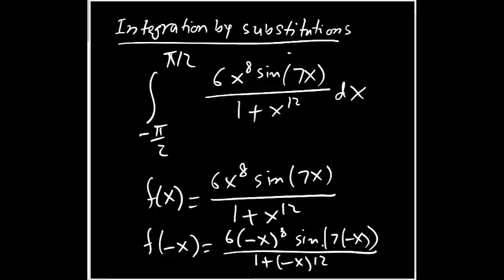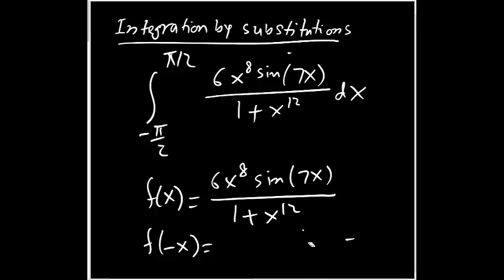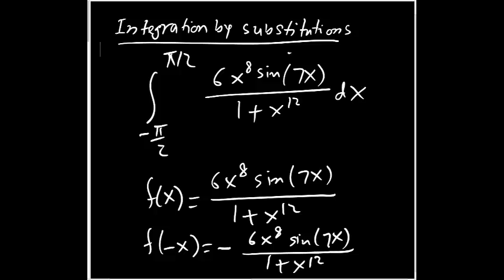But what happens to sine of a negative? We know sine of a negative is a negative sign, that we have seen in trigonometry. So then the whole result is coming out now. After simplification, we get this one is same as minus 6x to the 8 sine 7x over 1 plus x to the 12. By definition of odd function, now I know that I got the function back with a negative sign. So that means this is an odd function.